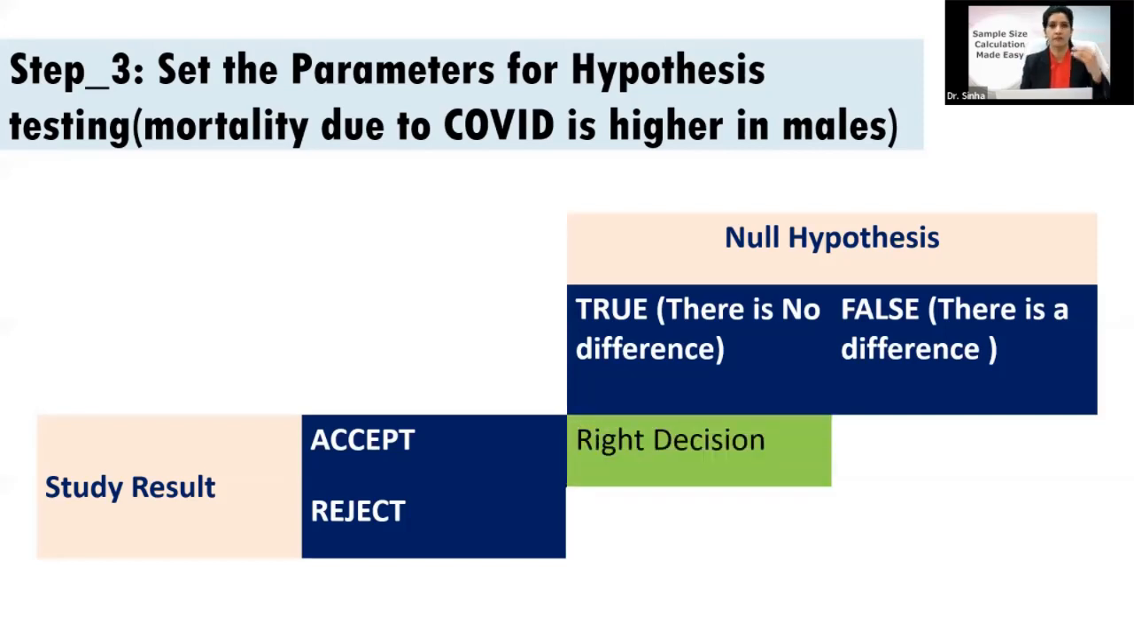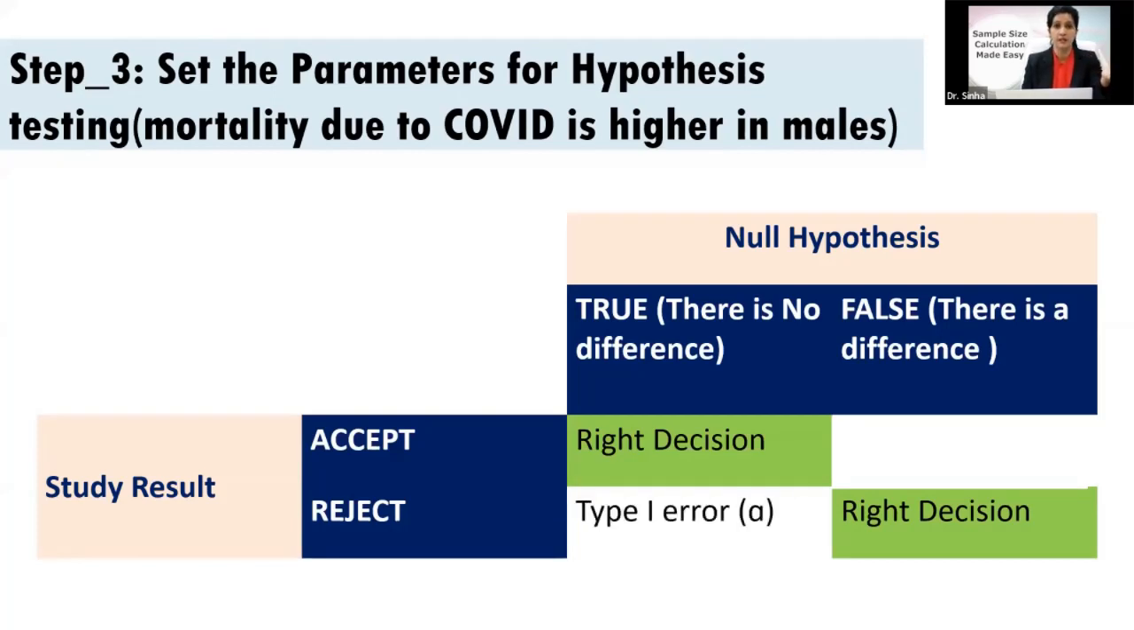If we concluded that there was a difference, and actually there also was a difference, then we made the right decision. But the problem arises because there can be a possibility that the null hypothesis was true, but we have rejected it. So that will be your alpha error or type 1 error.